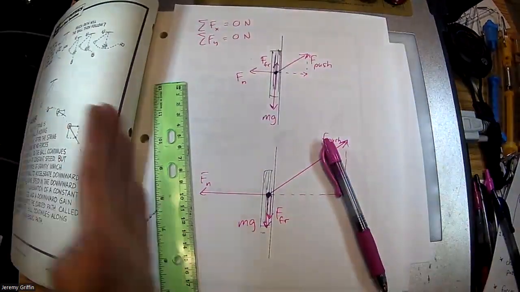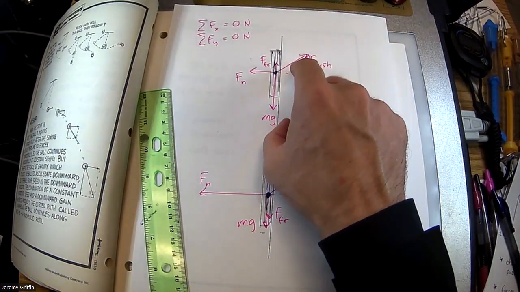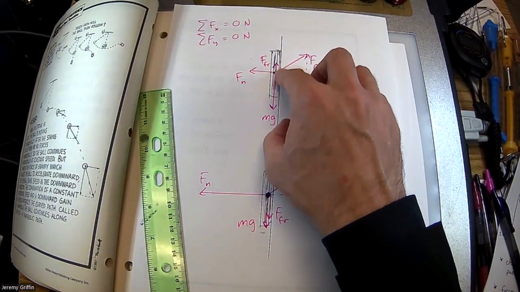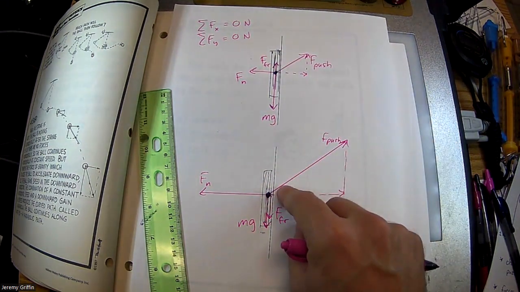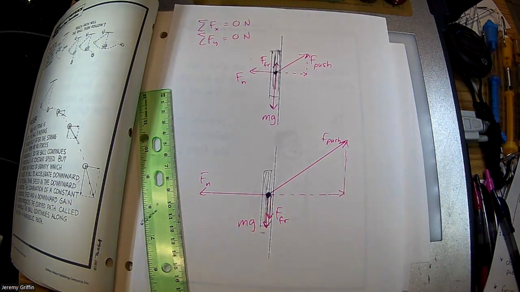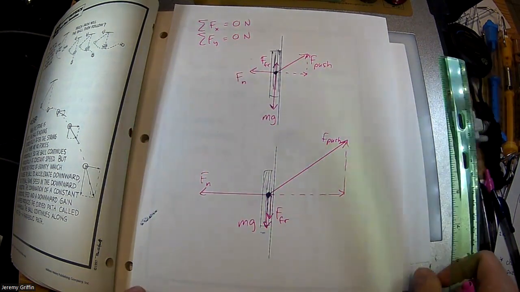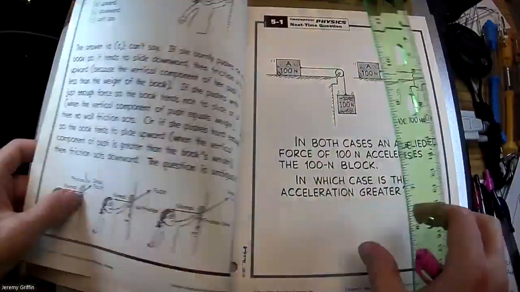Imagine that yourself. If you've got some object and you're pushing it up and right against the wall, if it's a tiny force, I bet friction is preventing the book from sliding down, so friction acts upward. If you're pushing really hard, then the book is trying to slide up the wall, and so friction is acting downward to prevent that, right? So it could be either way. Okay, let's see what the answer says.